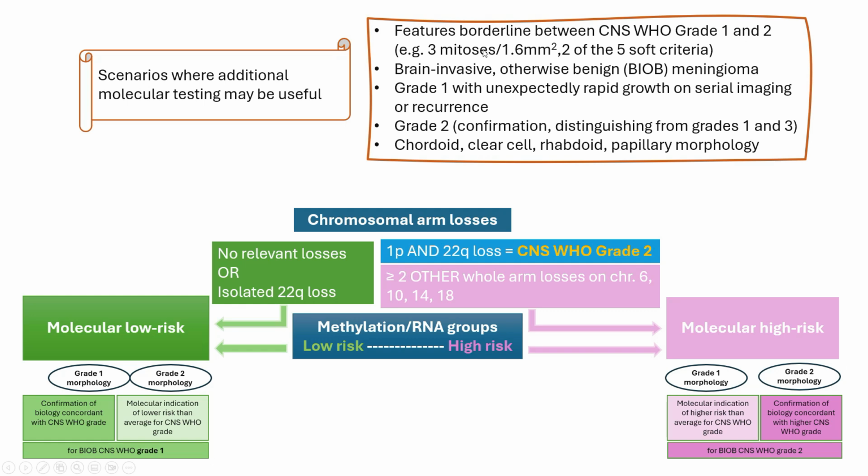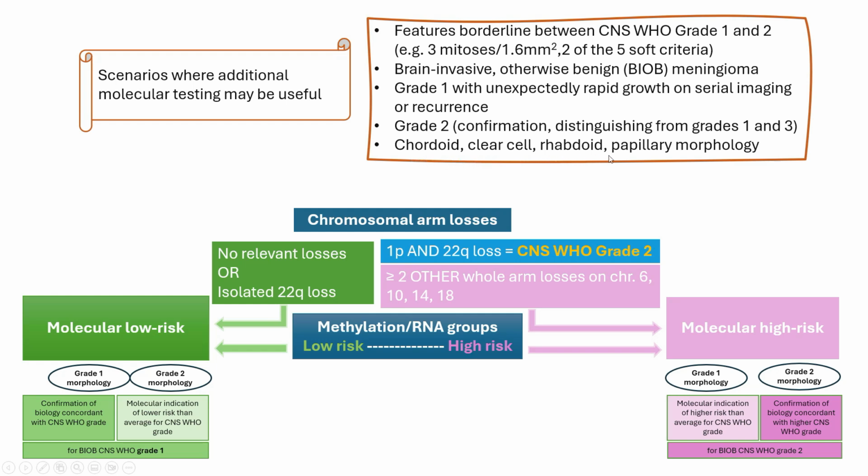So you have 3 mitoses, not 4, or 2, not 3 or 4 or 5, soft criteria for grade 2 meningioma. Brain invasive but otherwise benign meningioma. In the previous classifications, these were classified as grade 2 tumors, but it's not true by using these molecular supporting findings. Grade 1 with unexpectedly rapid growth on serial imaging or recurrence, and grade 2 to confirm and distinguish from grade 1 or grade 3.